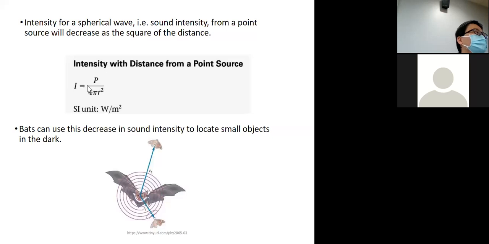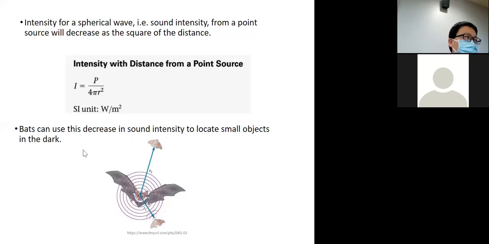All right. And then when a sound wave is generated, it's also from a point source and then propagates out radially in that fashion as well. So the intensity can also be calculated by doing power divided by 4 pi r square.